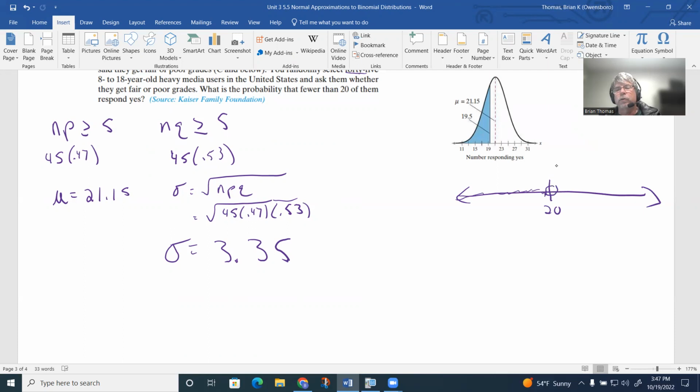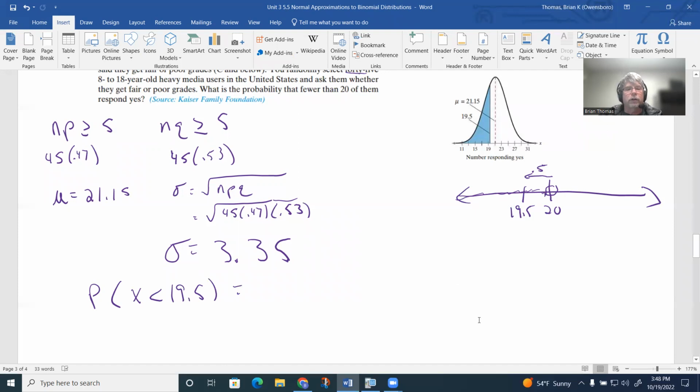Since we don't include the 20, when we do our continuity correction, we have to subtract 0.5 from the 20. That gives us 19.5. If you notice in our graph, it's got this 19.5 and to the left. So my probability becomes X is going to have to be less than 19.5.